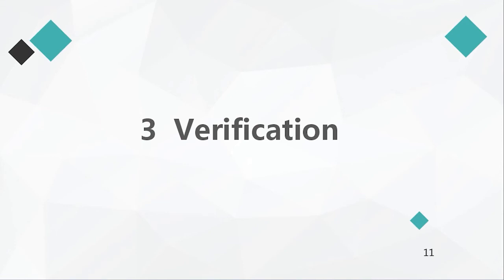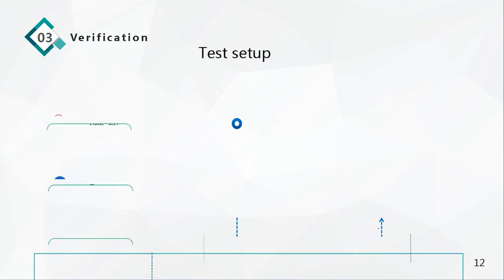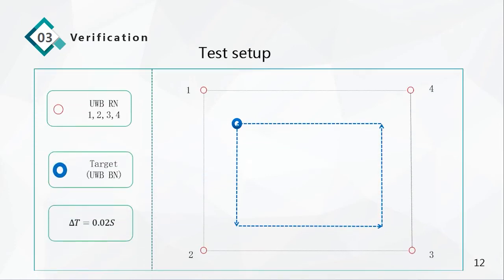Part 3, Verification. First, let's look at the test setup. The Ubisense UWB localization system is implemented as the UWB localization system. It includes two kinds of nodes, UWB reference nodes and UWB blind nodes. The former are positioned at known coordinates, and the latter are placed on the target.